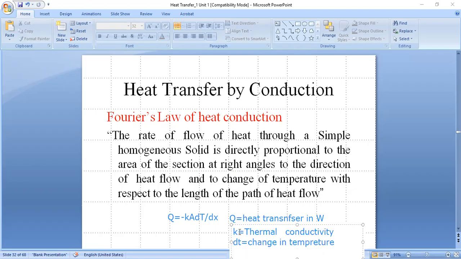Change in temperature. And dx is equal to change in length. Change in length. Change in length. Change in length in meter. In meter.